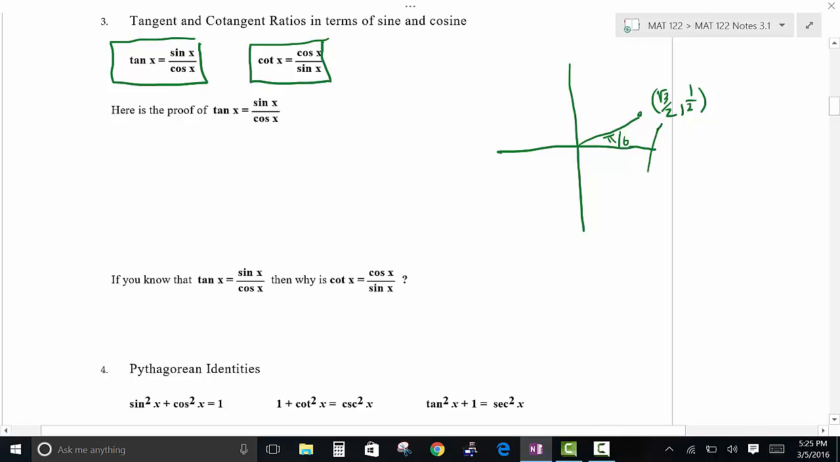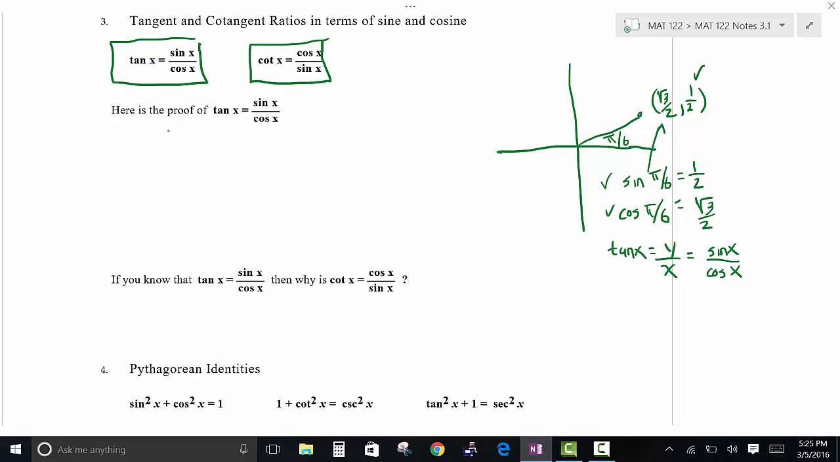Okay? What we know is that the sine of pi over 6 is equal to the y value, 1/2. We know that the cosine of pi over 6 is equal to the x value, square root of 3 over 2. And then we know the tangent is just equal to y over x. So therefore, on a unit circle, since the sine is the y value and the cosine is the x value, well, the ratio identity kind of comes out of that then. Okay, so let's do a proof of this.